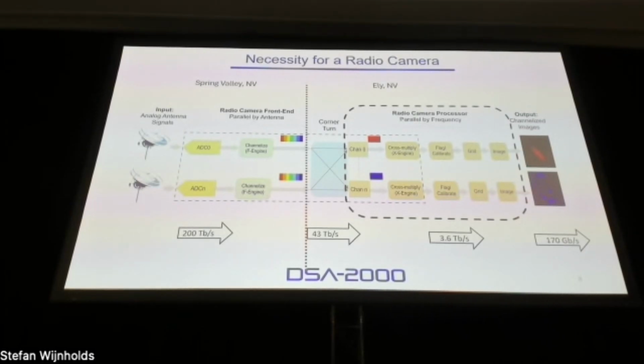Looping back on the data rates, the initial antenna data rate here, 200 terabits per second. The red dashed line here is actually the boundary between what happens in Spring Valley, so local to the array, and what is processed in a processing facility in the nearest town called Ely, which is about 100 kilometers away. So we ship order 40 terabits per second across that 100 kilometers. And then it reduces down to the single digit terabits per second numbers. And then once it's imaged, you get into the order 100 gigabits, which is quite manageable, relatively easy to deal with.